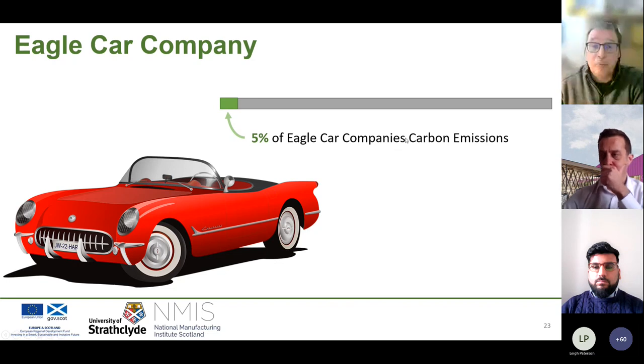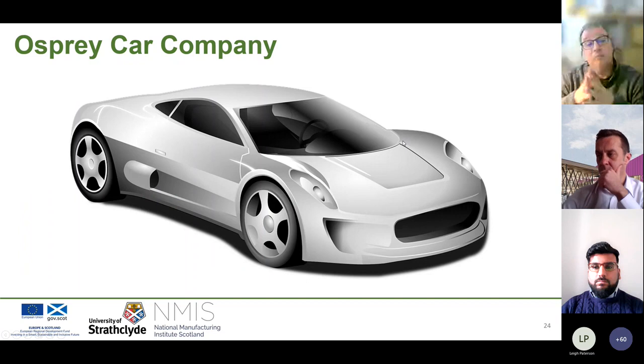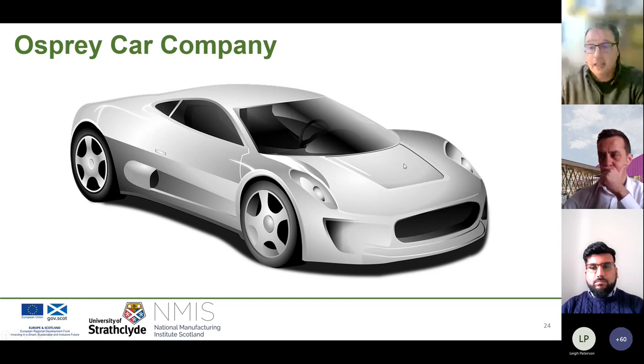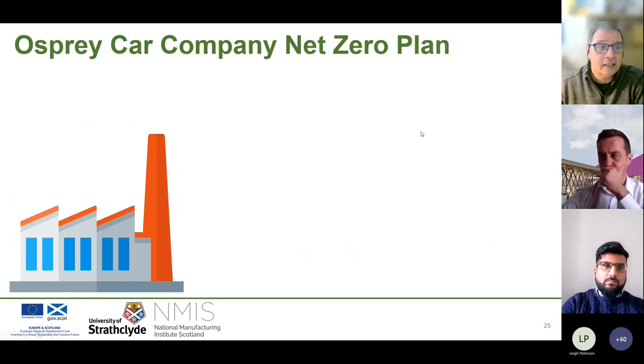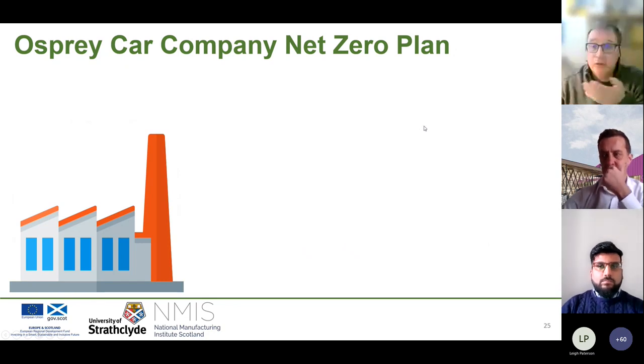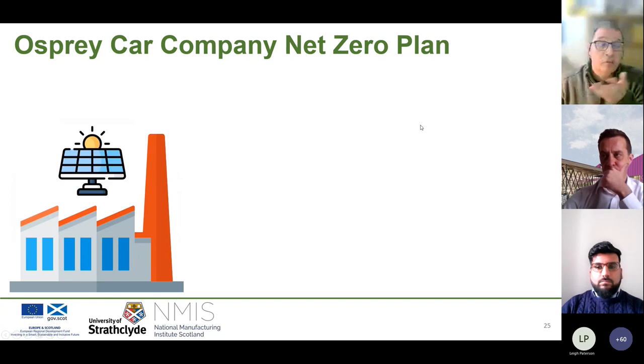Now, the Osprey Car Company looks a lot more impressive. Now, this company, the car is a petrol engine, but they are looking at moving forward to electric vehicles. So as it stands, it's a petrol-driven vehicle. And we've got the same issue. We've got a similar factory, so we need to think about how to reduce energy bills. We first of all put on the solar panels to try to focus on our emissions.